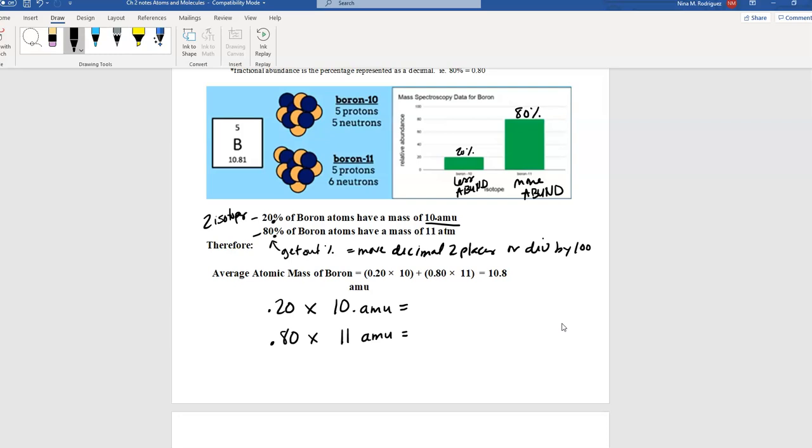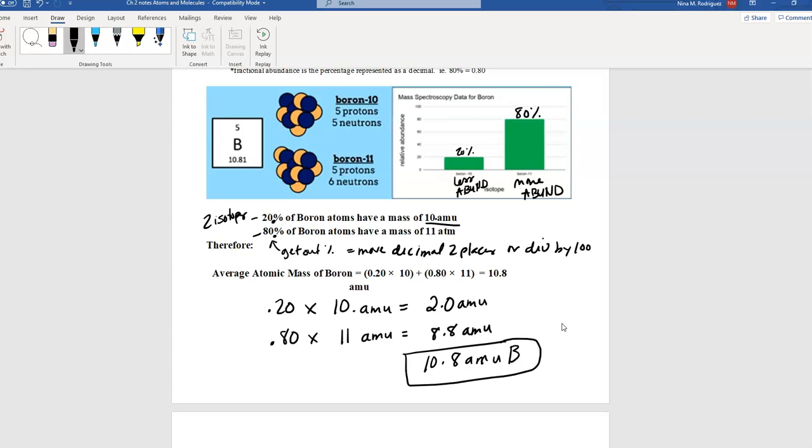Now, with these being 2 sig figs, let me get my calculator. So 0.20 times 10, you're going to get 2.0 AMU, because we want to keep the sig figs going. And then 0.80 times 11, you're going to get 8.8. If you add this up, you're going to get 10.8 AMU. So you always write the number, the unit, and the chemical at the end.